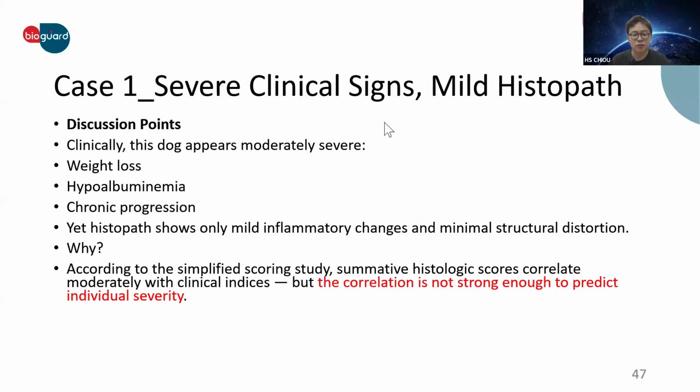Okay, this dog appears moderate to severe: weight loss, hypoalbuminemia, chronic progression, yet histopath shows only mild inflammatory changes and minimal structural distortion. Why? According to the simplified scoring study, histopath scores correlate only moderately with clinical index, and the correlation is not strong enough to predict individual severity. This case illustrates that perfectly.